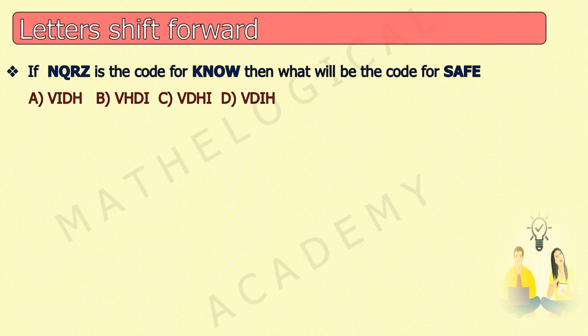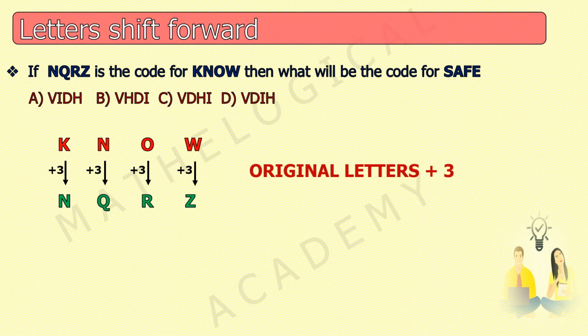One more question on letters shifting forward, but asked in a little different way. If NQRZ is the code for NO, then what will be the code for SAFE? Here they have given you the code first, that is NQRZ is the code and NO is the word. So we'll write NO first, and then below that you can write NQRZ. We just notice that the difference between the letters is plus 3.